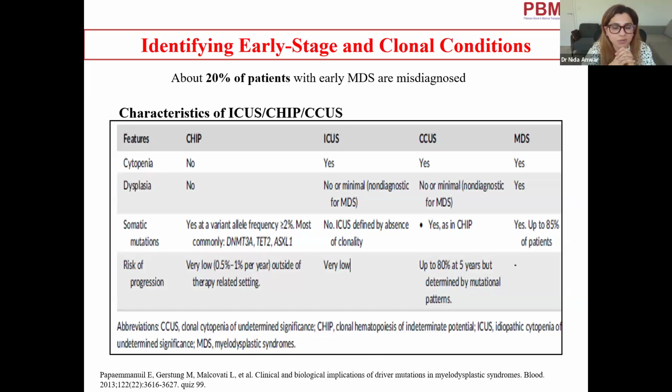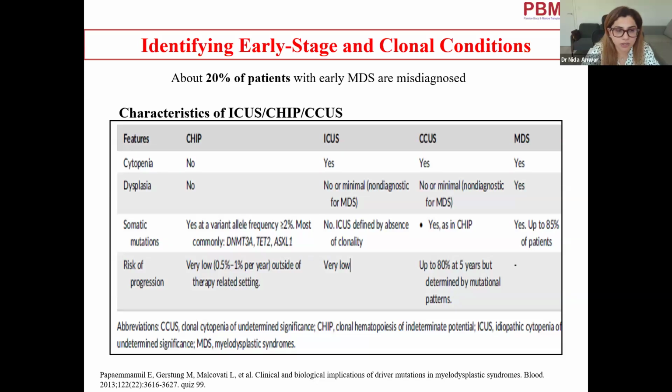However, when we talk about ICUS, ICUS is basically the idiopathic cytopenias of undetermined significance. In ICUS, the patients have cytopenias, but there's no evidence of any somatic mutation. Therefore, the risk of progression of the disease is very, very low. CICUS is clonal cytopenias of undetermined significance. In CICUS, we've got the cytopenias and somatic mutation, however, there's no or minimal dysplasia.